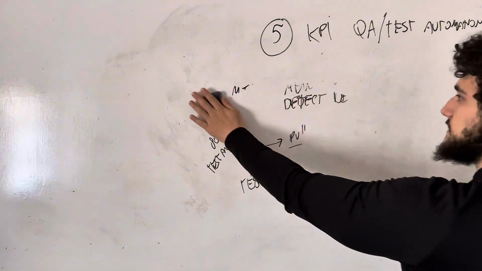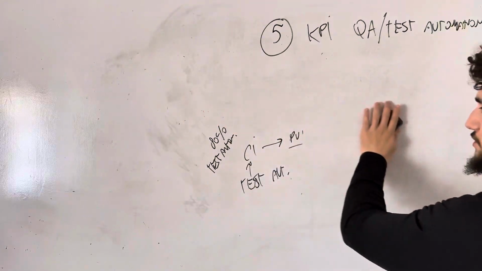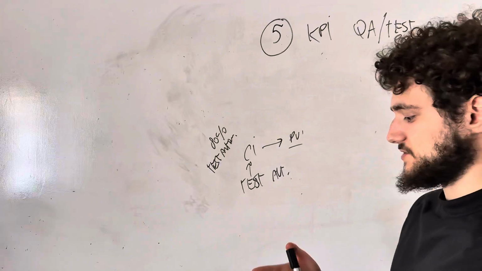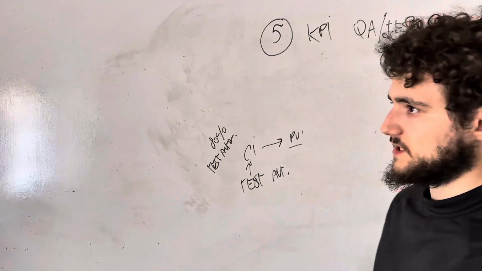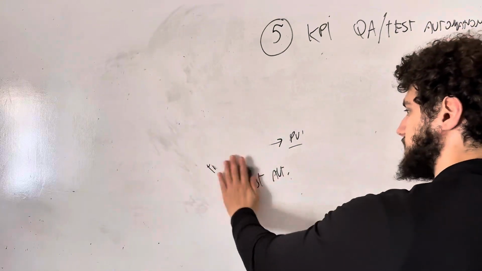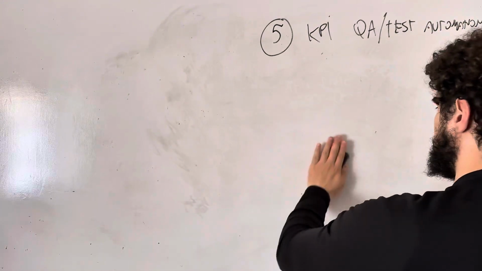So we've seen until now 4 metrics: mean time to detect a defect, defect leakage, test automation coverage, and QA environmental coverage. Let's see what we will cover for the last one.